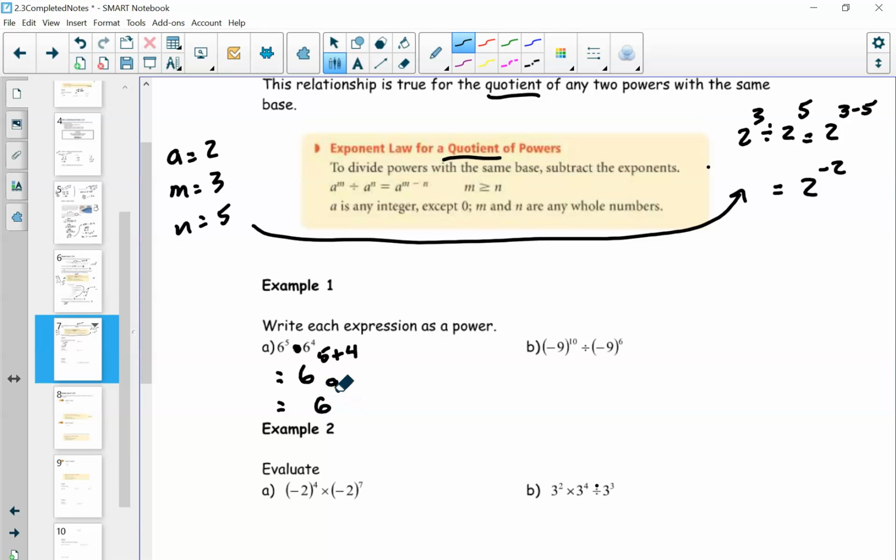Now, we don't need to actually find out what 6 to the power of 9 is. It just says write it as a power. So that's what we're doing. Remember, we can only do this if the bases are the same. In this case, the bases are both negative 9. Okay, so that's important. So you can always write the negative 9. Okay, so it's going to be negative 9.